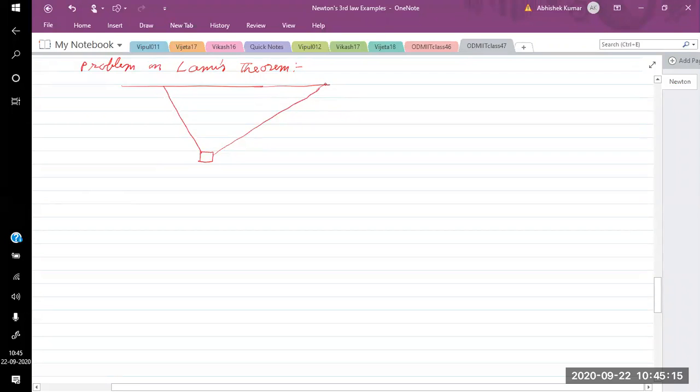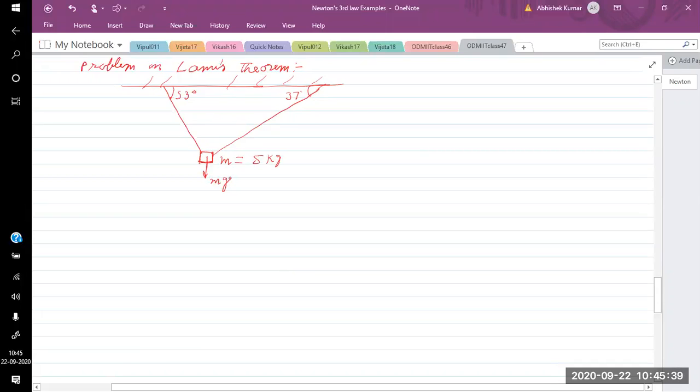We have two strings connected. One is at a 53-degree angle and the second is at a 37-degree angle from the ceiling. These are the two strings, and there is a mass m. This mass is, suppose, 5 kg, and the mass is acting here. So the weight will be mg here. So we have to find the tension in the two strings.